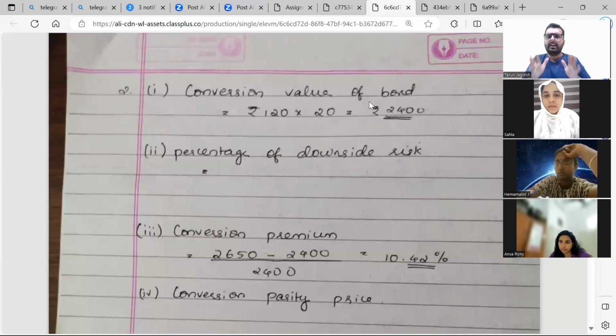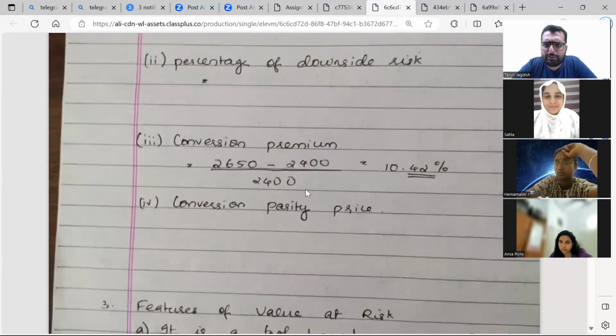One way or the other, this looks like a by-hearted answer. Formula is a must for each and everything. Okay, friends? All right. Next one. Percentage of downside risk. You haven't done it. 0 marks for that. Conversion premium, 2650 minus 2400. Again, no formula over here.